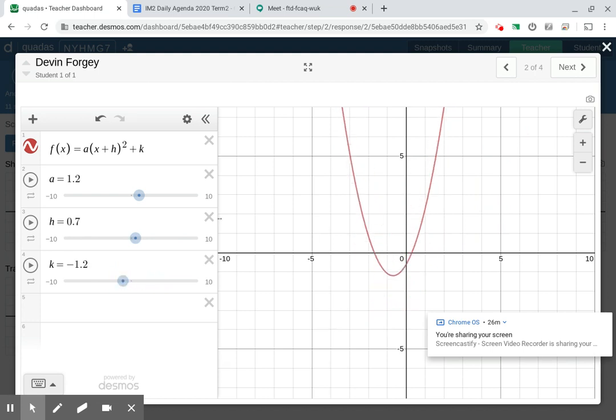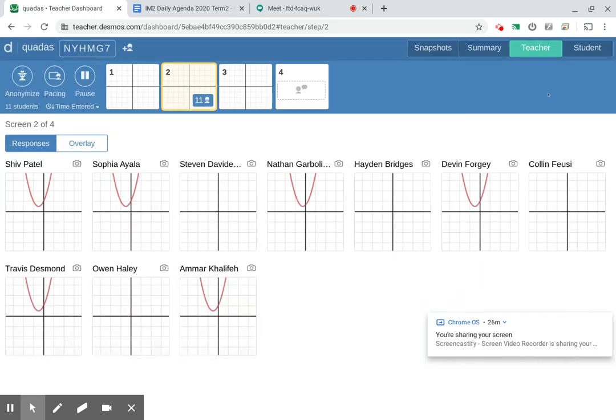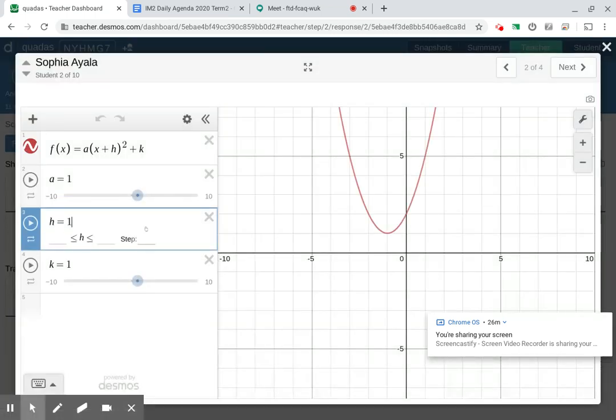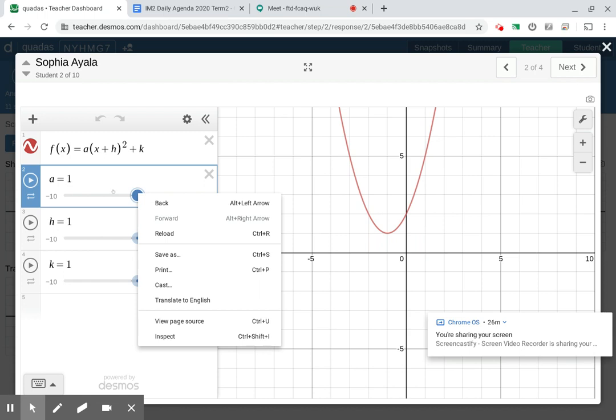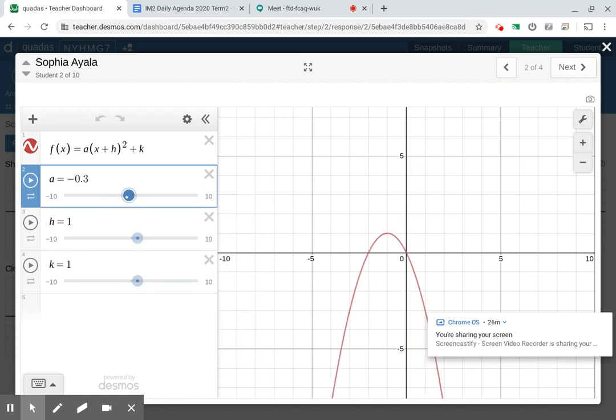Make sense? All right, let me look to see what you guys are up to. Cool. So k moves it up and down, h moves it left and right, and a does the same as it always does. Makes it steep, makes it skinny.